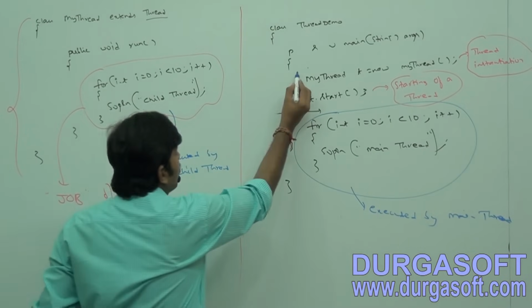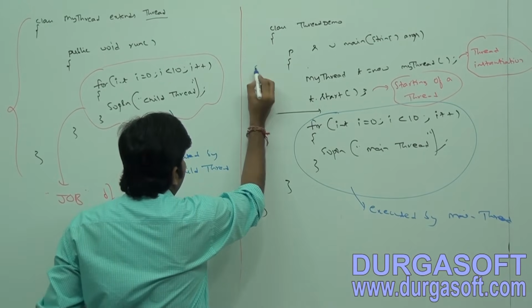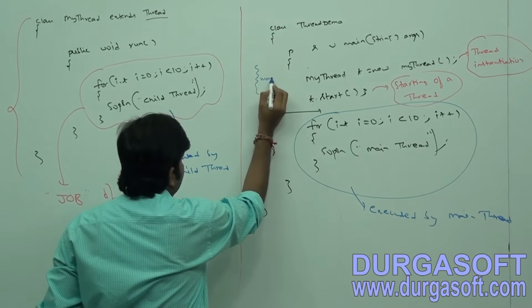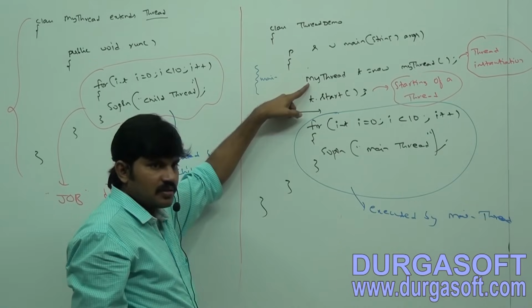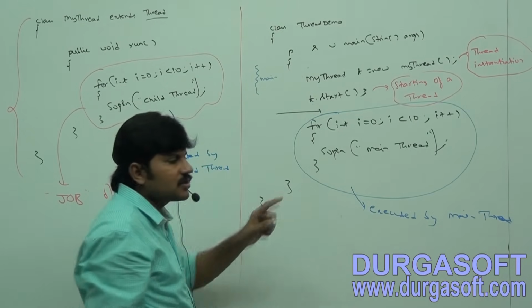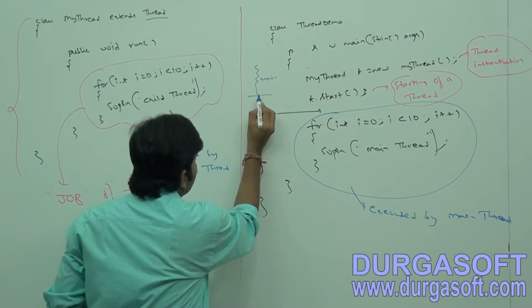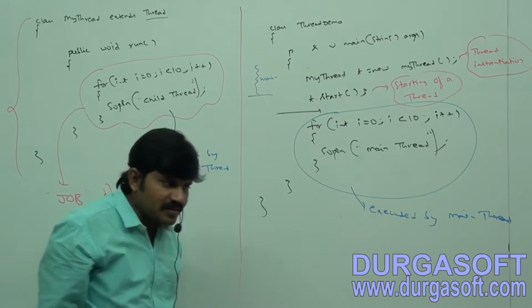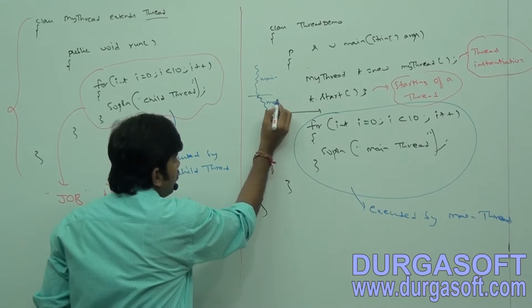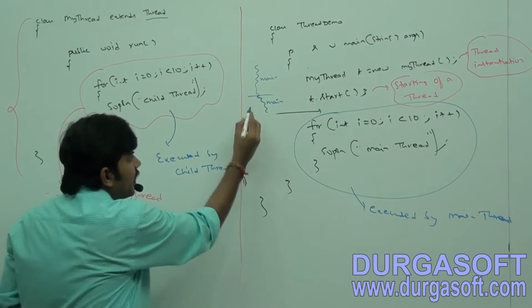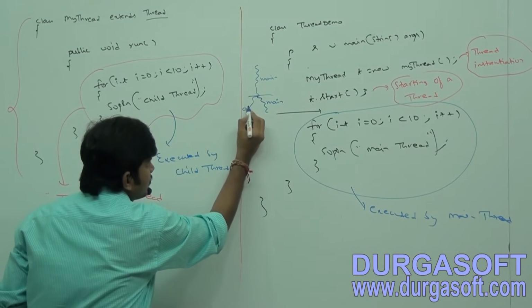So here how many threads are there? Only one thread, the main thread. The main thread creates a child thread object. The main thread starts the child thread. Now after t.start(), how many threads are there? Two threads: main as usual, and the child.